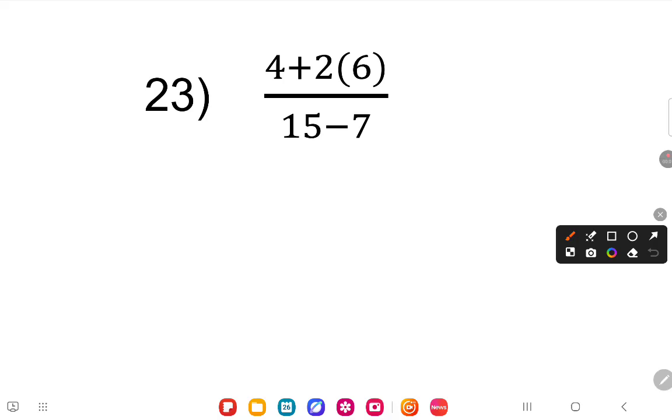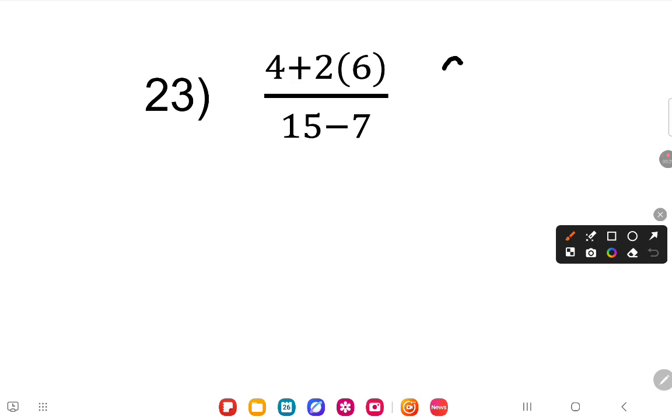Let's take a look. So I see the quantity of 4 plus 2 times 6 divided by the quantity of 15 minus 7. Why am I saying the quantity? Notice how all of that information, 4 plus 2 times 6, is grouped up on top of the fraction. That's a grouping. And then same thing on the bottom. We see 15 minus 7 grouped on the bottom of a fraction.